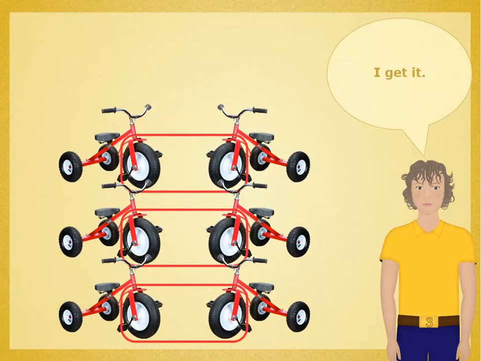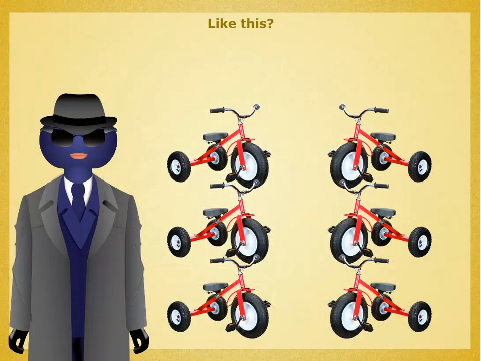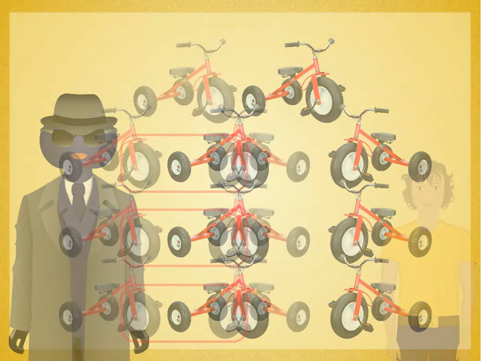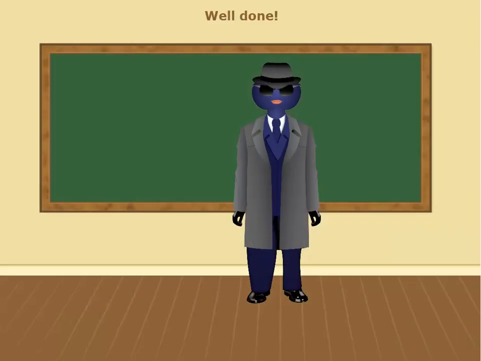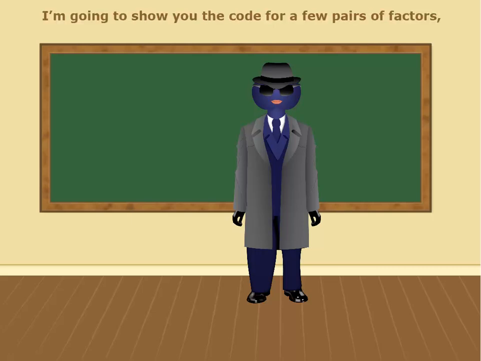I get it. But if you added one more trike, like this, then you'd have an odd wheel. Well done. Now, for a bit of practice, we're going to play a little game. I'm going to show you the code for a few pairs of factors, and I don't want you to even attempt to find the product. All I want you to do is write an O if you think it will be odd, or an E if you think it will be even. Ready?